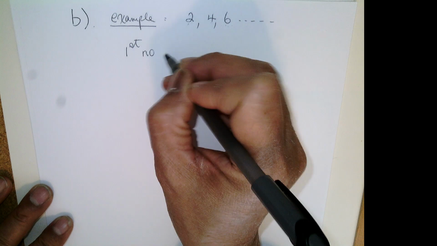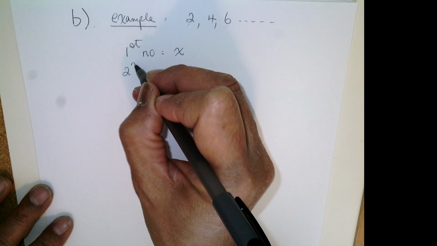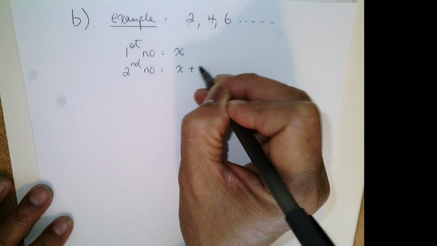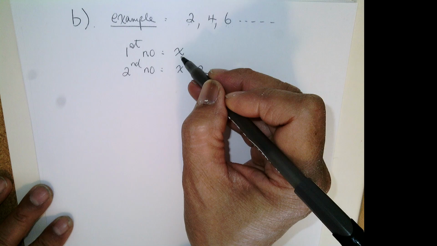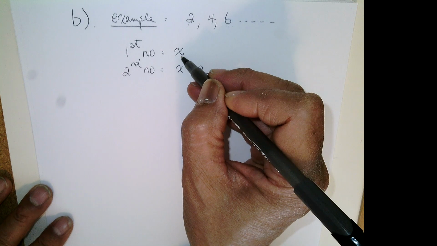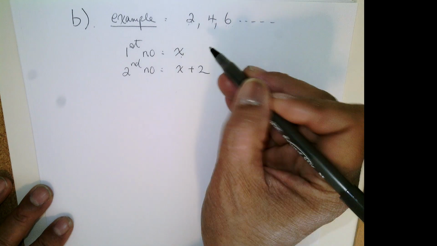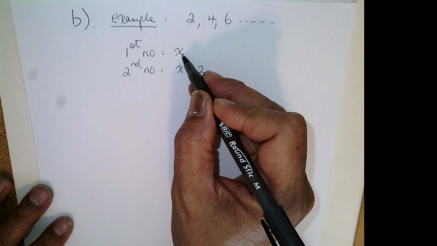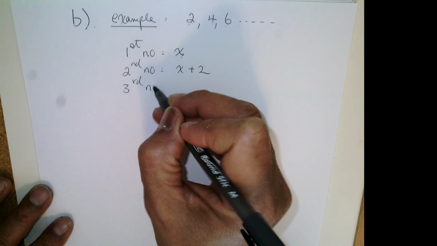So first number, x. Second number, remember, you always add 2, right, from first to second. But for question number 9, we don't know the value of the first number. We assign a variable. x is the first number. Whatever x represents, we're going to find out later. Third number.